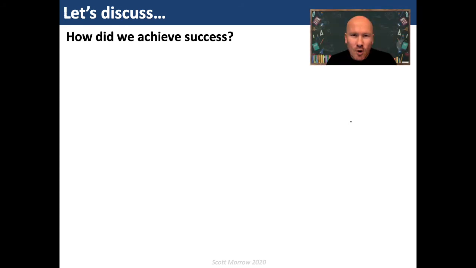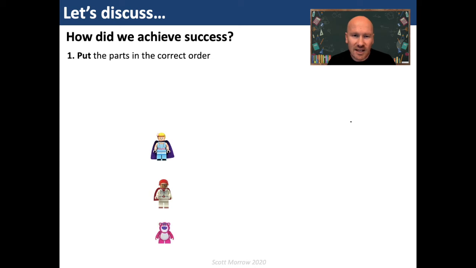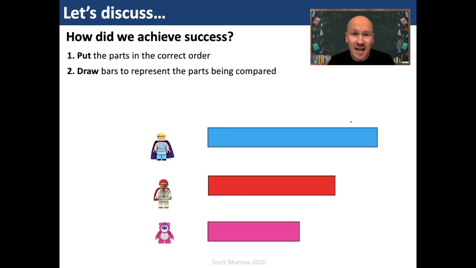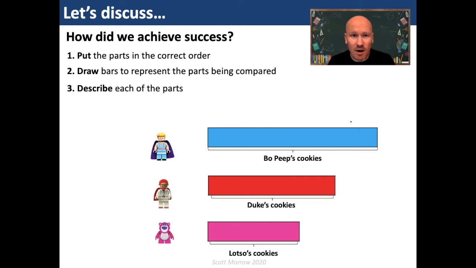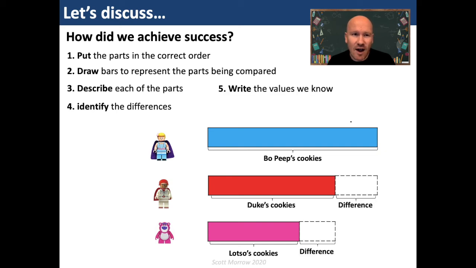For both of these problems, the first thing that we did was order the parts correctly from largest to smallest, or vice versa. We knew that Bo Peep baked the most cookies, then Duke, then Lotso. Next, we can draw bars to represent each of those parts, and then we can describe those parts. After that, we can identify the differences and we can write in the values that we know.